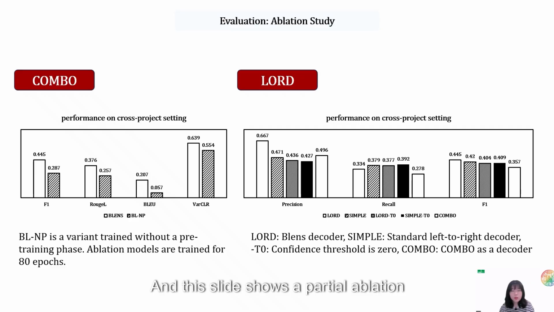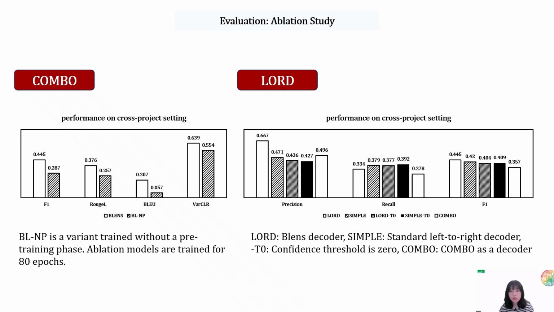And this slide shows a partial ablation study for both COMBO and LORD. So on the left part, we can see results for COMBO. We have a variant of BLens trained without COMBO, and it performs clearly worse across all metrics. This confirms COMBO's strong contribution to the final performance.